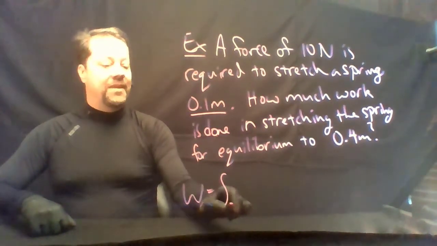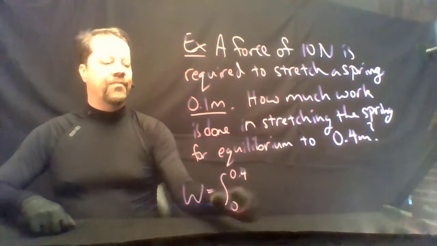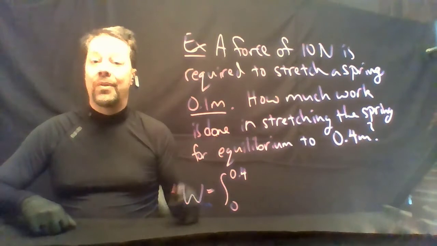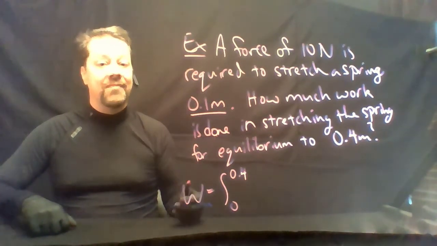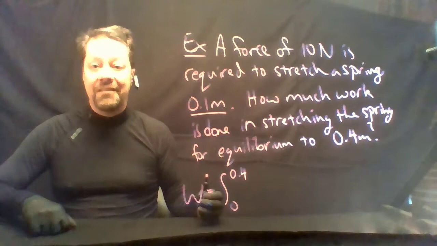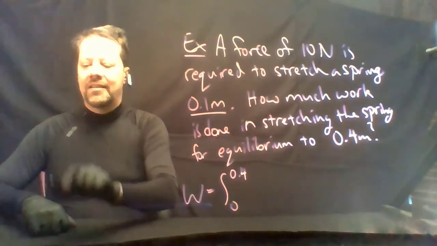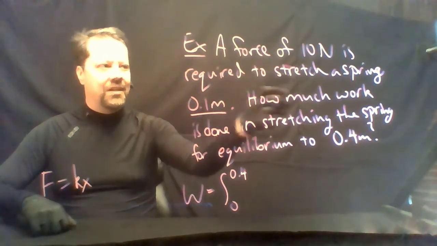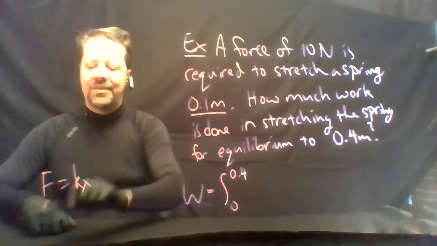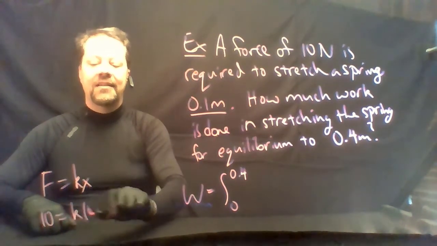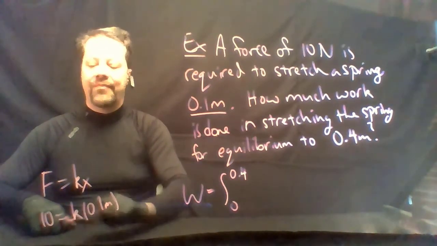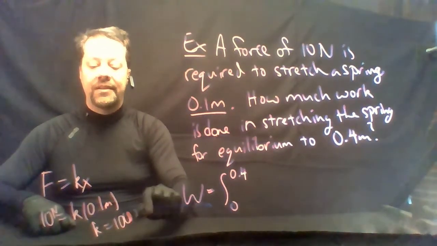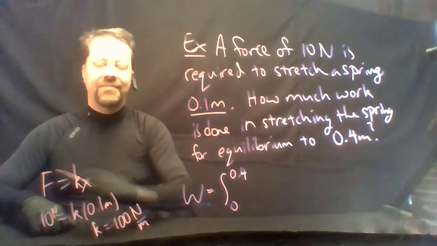The work then will be the integral from 0 to 0.4, and then we need the force. The force is going to follow Hooke's law. The problem here is, at the very beginning of the problem, we are not given the spring constant. Hooke's law says the force is k times x, but what is k? That's where this first little bit of information comes in. 10 newtons is required to stretch the spring 0.1 meters. So k is going to be 100 newtons per meter.